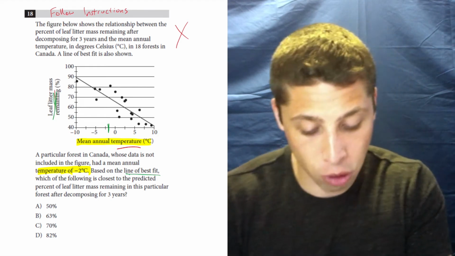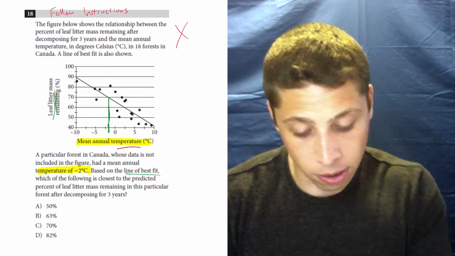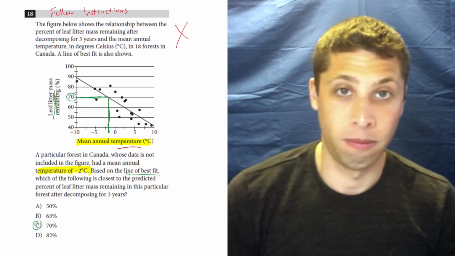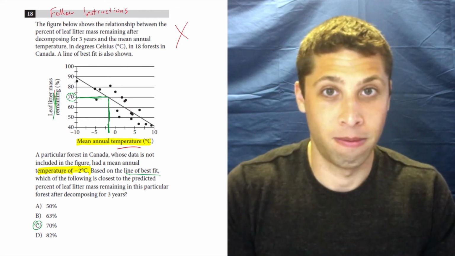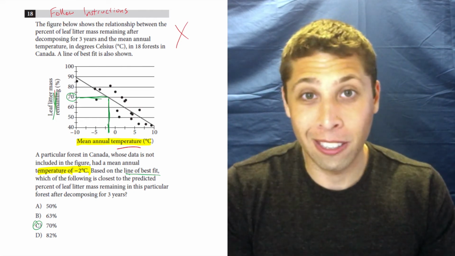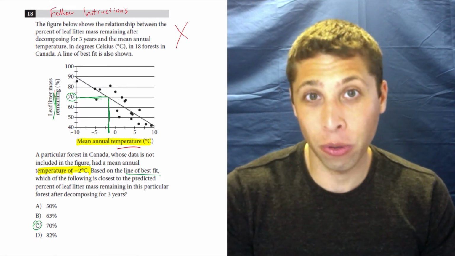We just go to -2.5, and then we go up and we say, okay, kind of looks like 70, right? So there you go. Choice C. And that's the answer. Choice C. Is there a twist? No. Why is there no twist? Why can I trust that that's the answer?